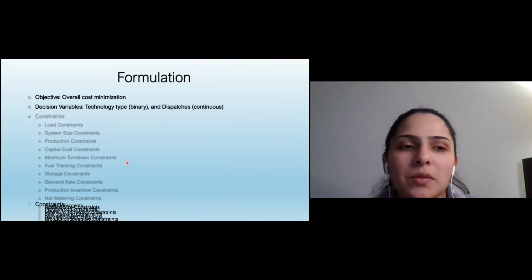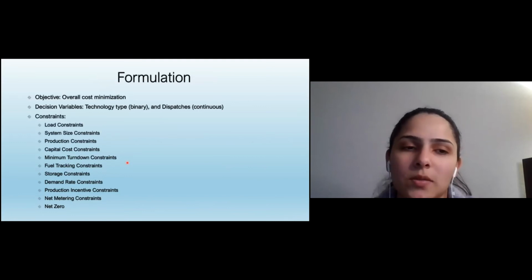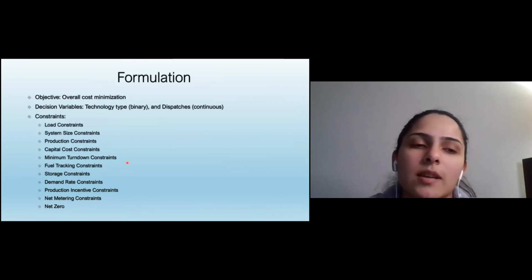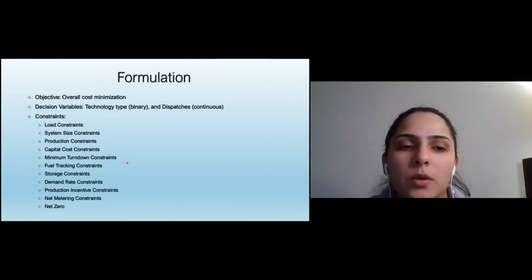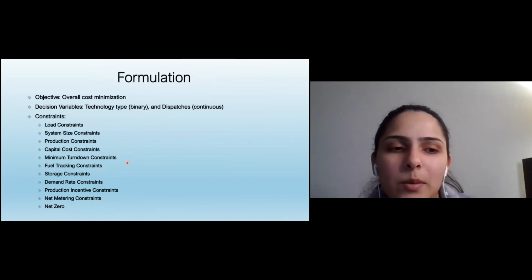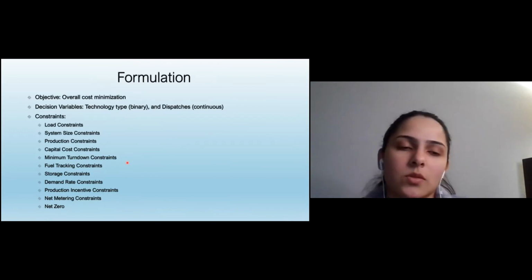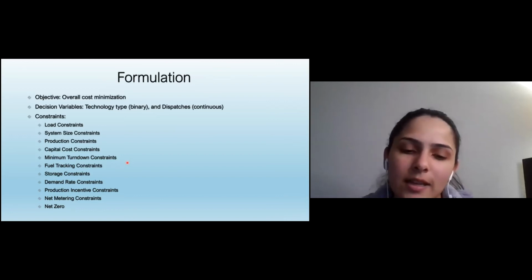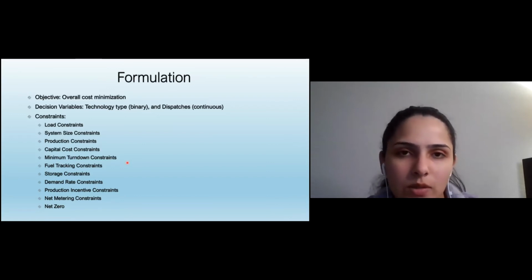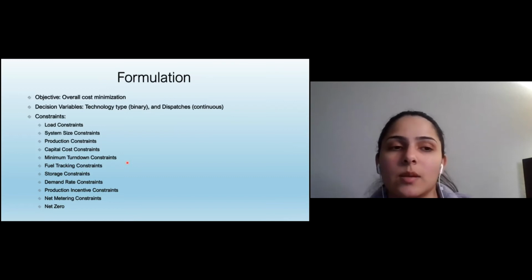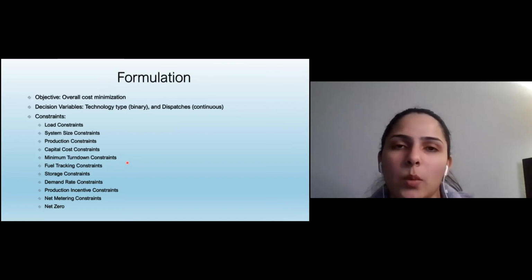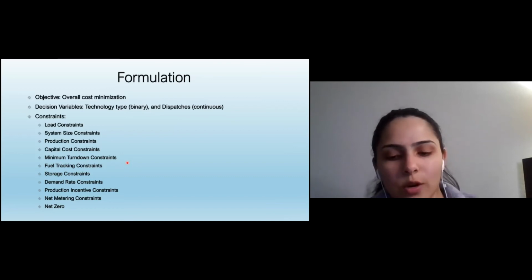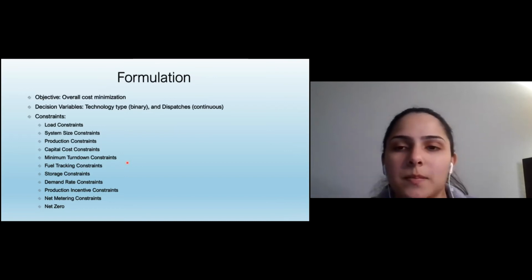And then in terms of constraints, it considers a bunch of them: system sizes, load constraints, production constraints, fuel tracking constraints, then storage constraints. So there are lots of technical or physical constraints associated with the system which is getting installed. It does consider them all to come up with the optimal decision for sizing the technology.